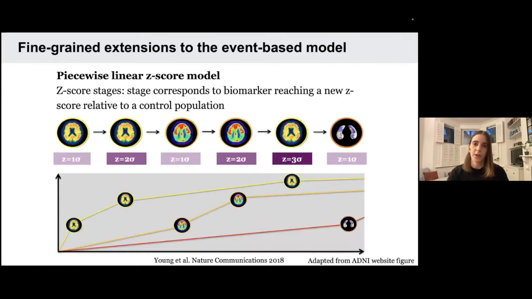The first one I wanted to mention is the piecewise linear Z-score model. This basically replaces the normal/abnormal events with Z-score events, which allows you to model the severity level of each biomarker. In the piecewise linear model, each stage corresponds to a new biomarker reaching a new Z-score relative to a control population. So you have number of biomarkers by number of Z-score stages. The model is then able to determine the order in which the biomarkers reach different Z-scores. This is based on the assumption that the errors are Gaussian, and so it's best suited to imaging data or other types of continuous variables.